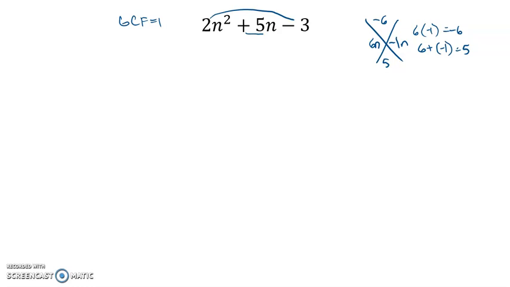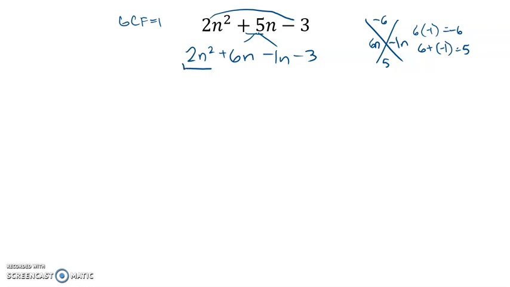Okay, so that's our first thing. So I'm going to have 2n squared, and now I split the 5n into plus 6n minus 1n and keep the negative 3 on the end. Okay, I could switch the order. I could have done minus 1n plus 6n. Either way, we should get to the same place.